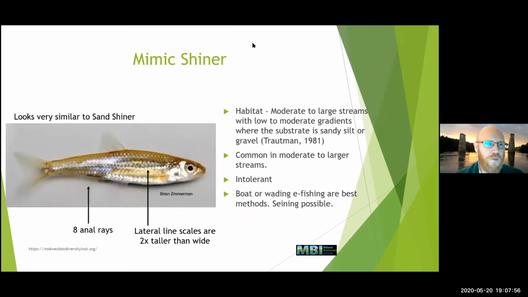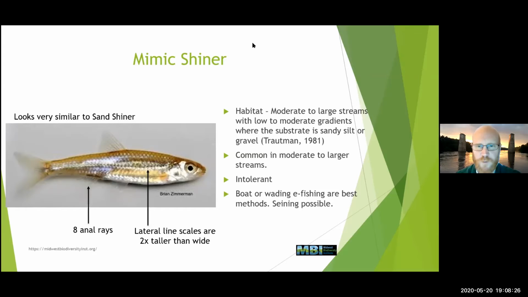Here's our mimic shiner. General differences, so this one will have the 8 anal rays. It has tall scales versus the width. Sorry about the picture. This is the best I could do, unfortunately. These guys like larger streams, moderate to large, with generally moderate gradients, sandy silt, silty gravel.